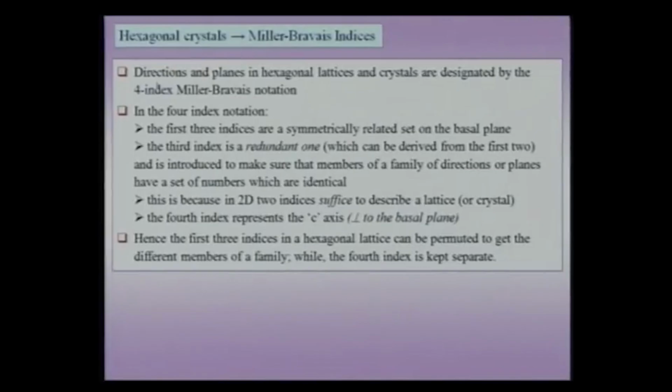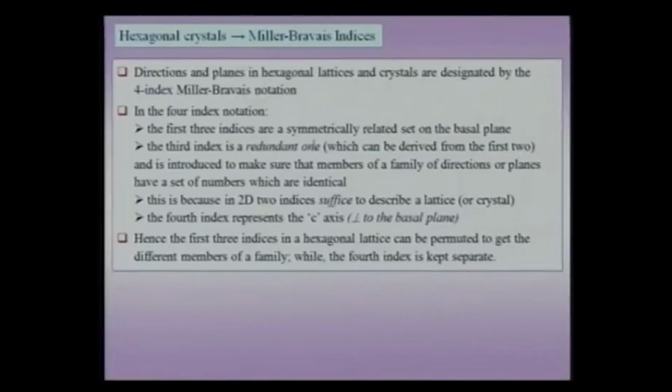The important point to note in this 4 index notation is that the first 3 indices are a symmetrically related set on the basal plane. So, we will see what the basal plane is, and we will see that the first 3 indices, which are related to the a1, a2 and a3 directions, all lie on this basal plane, and they are symmetrically related by the 120-degree rotation, which is a symmetry operation of all hexagonal lattices. The third index is a redundant one.